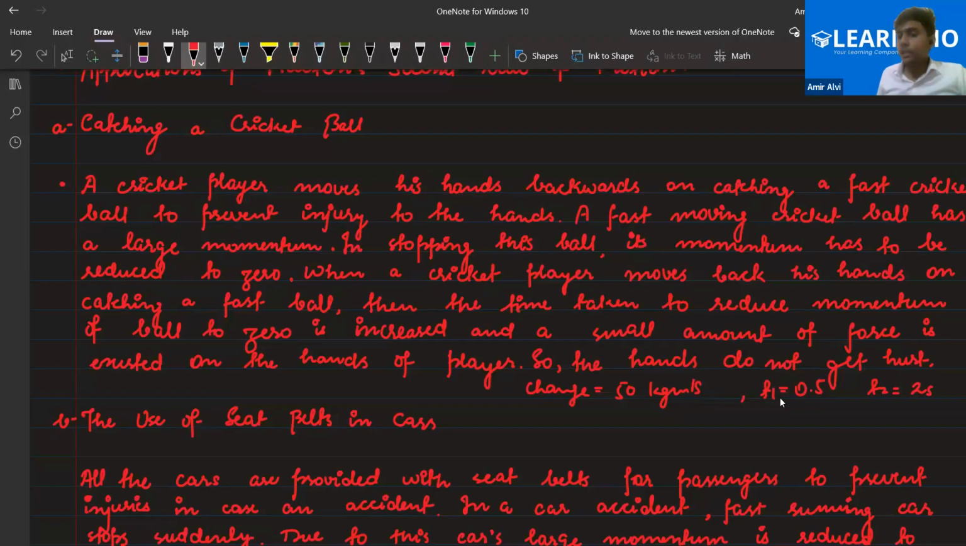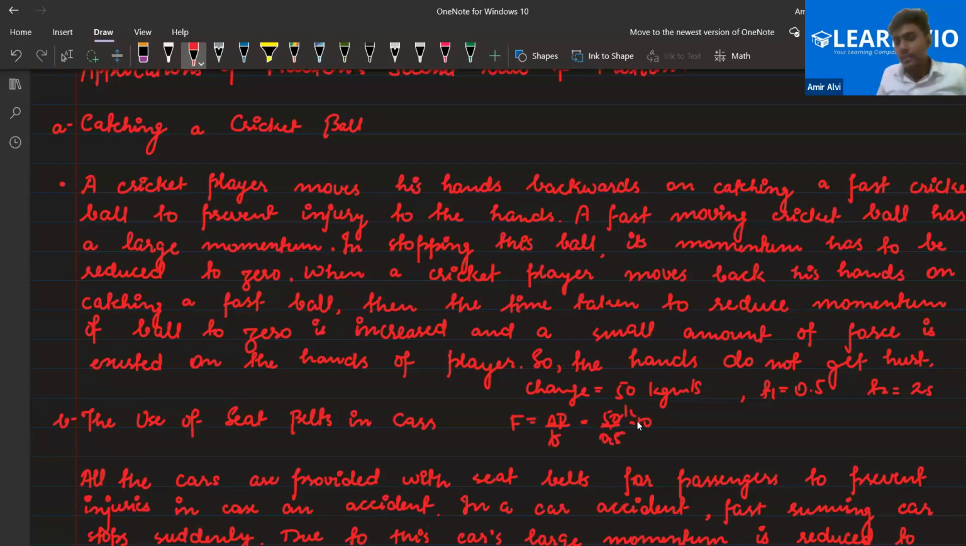If you suddenly stop the ball, will that hurt more? Or if you take a little bit of time, taking your hands in the backward direction, which takes a longer time? Because with 2 seconds, if you catch it and take it backward, that will take a little more time, right, everyone? So now let's calculate force as change in momentum divided by time. So delta P, change in momentum, and T. So 50 by 0.5.